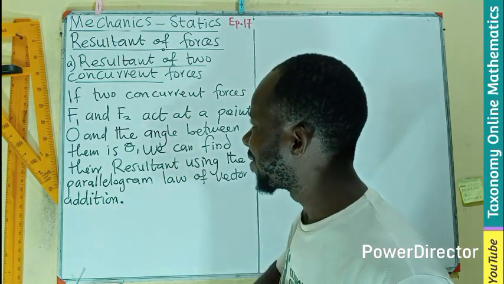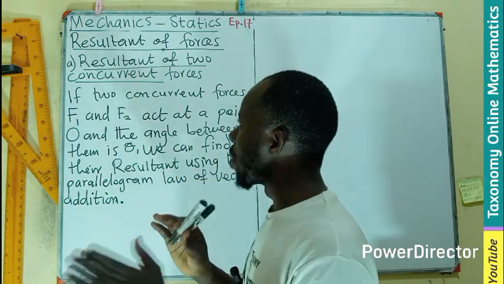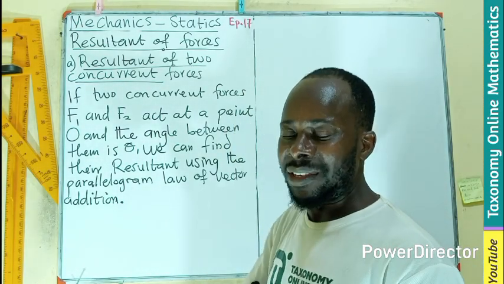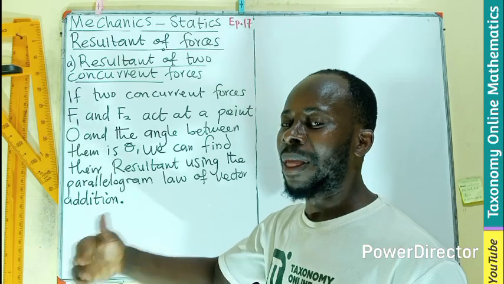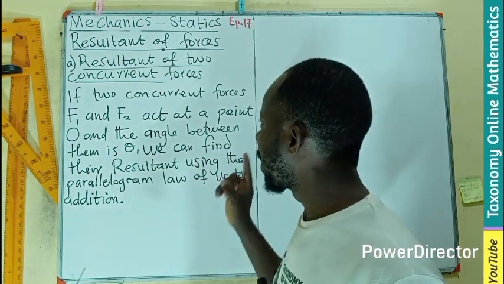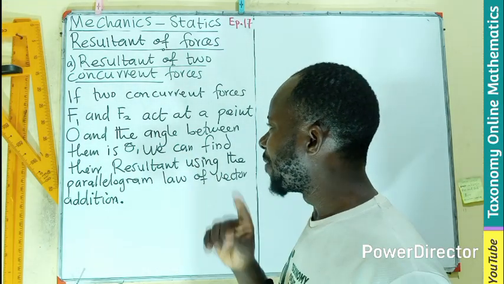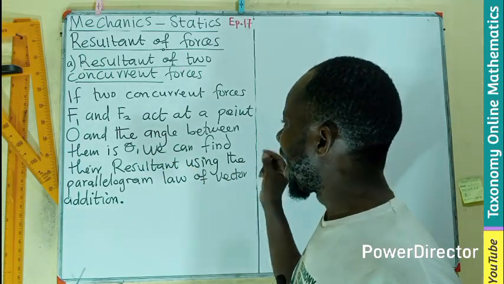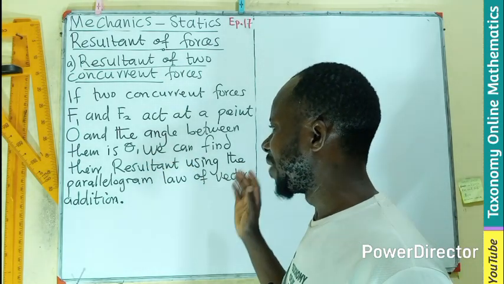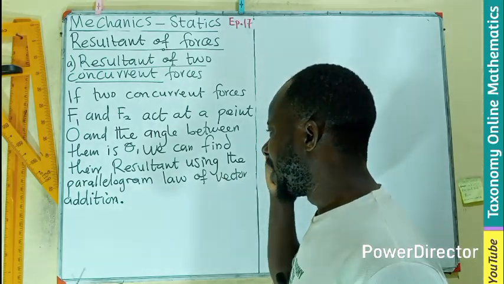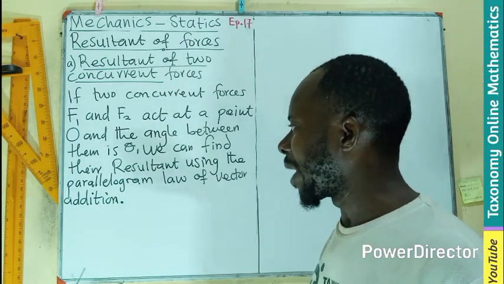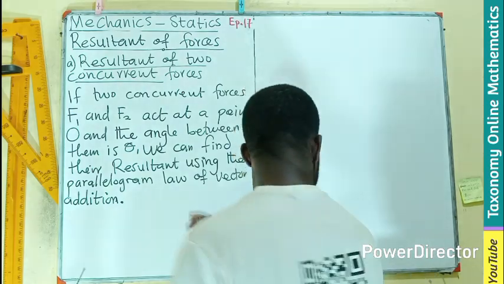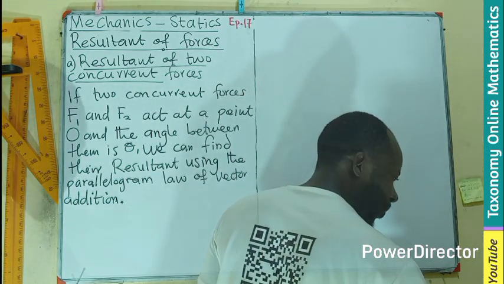So the first one is resultant of two concurrent what? Forces. Forces that are acting from the same point. That's the concurrent forces. So if two concurrent forces F1 and F2 act at a point O, and the angle between them is theta, we can find their resultant forces using the parallelogram law of what? Vector addition. So let's make a sketch of that.